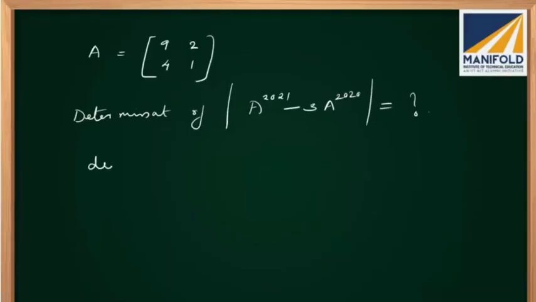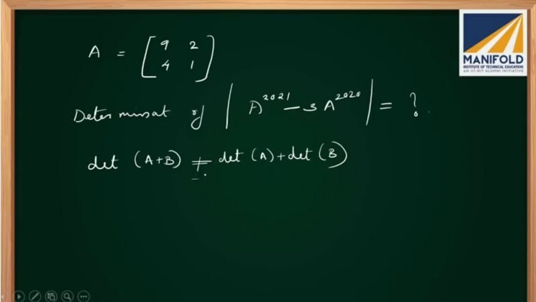See, determinant of A plus B is not equal to determinant of A plus determinant of B. Okay, so if you have used it as equal to, you'll get the wrong answer. Determinant of A plus B is not equal to determinant of A plus determinant of B. That's wrong. Okay, some other answers are coming up.